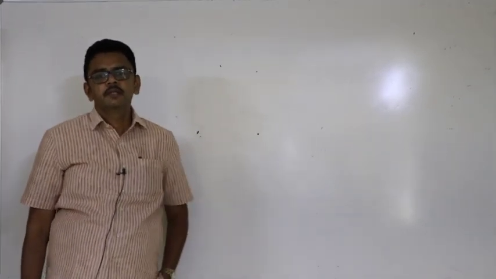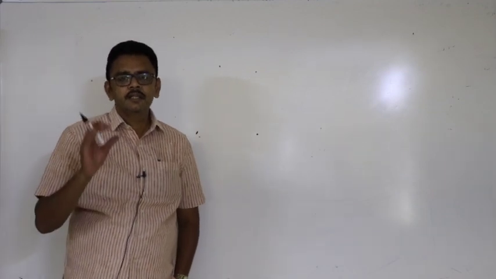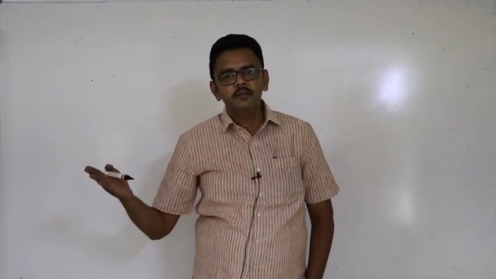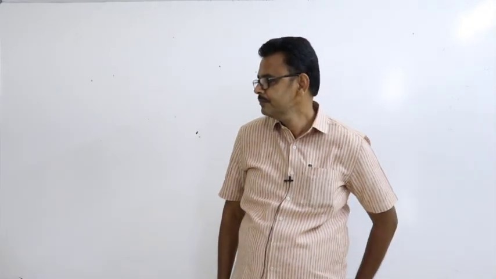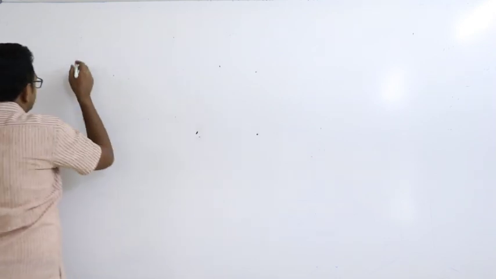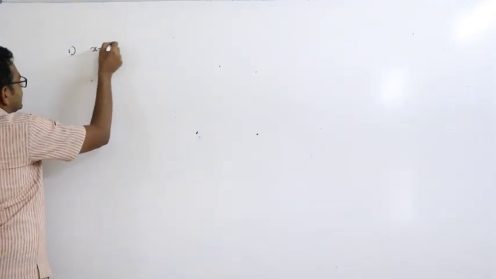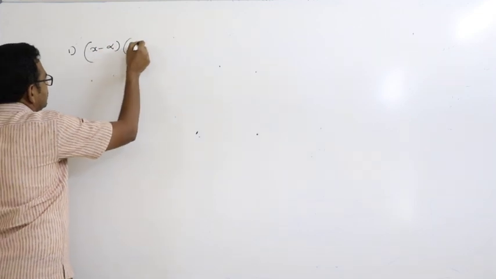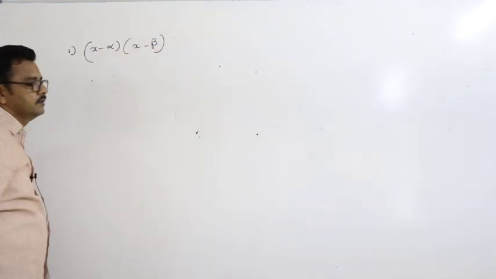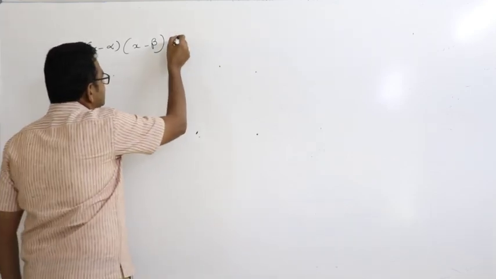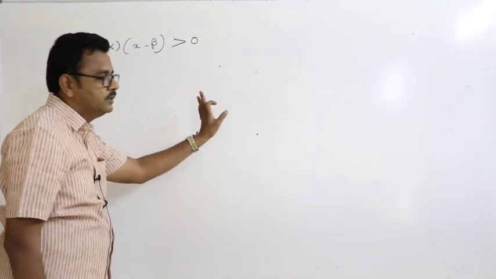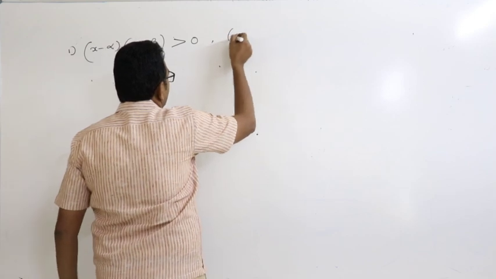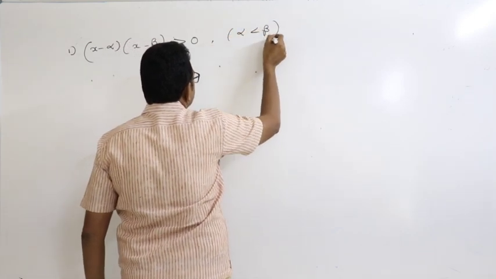Hi students, now today one expression is given. For what values the expression is positive, for what values the expression is negative, we will discuss about that. x minus alpha into x minus beta is greater than 0. For what values is this greater than 0? Where alpha is less than beta.